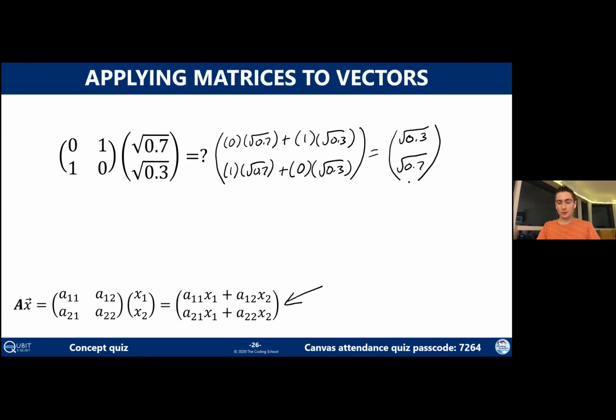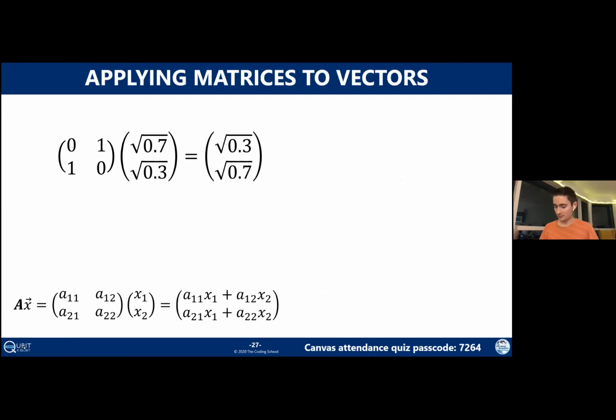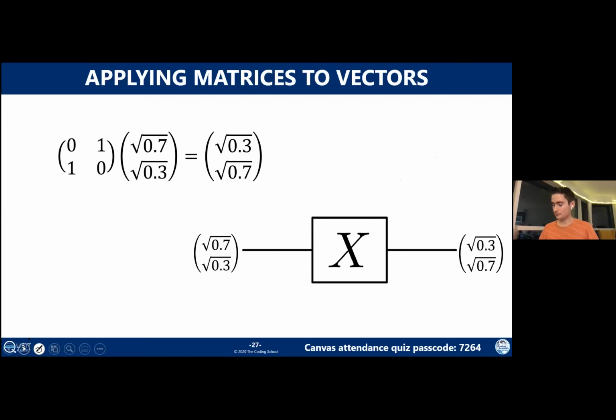So if you look at this, you might have noticed that basically what happened is the two elements in our input vector flipped around in our output vector. So we just swapped the 0.7 and the 0.3. Now, if you have a good memory, this might remind you of something that we have seen before. Sorry, there's the answer. It might remind you of the X gate or the NOT gate.